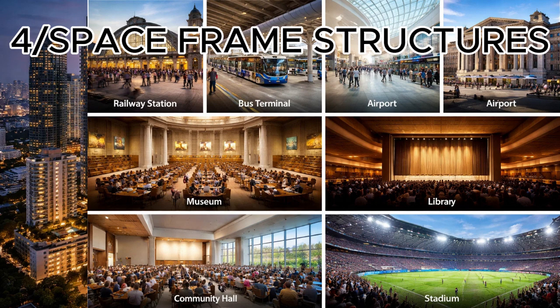That is why space frames are commonly used in airports, stadiums, exhibition centers, shopping malls, and sports complexes. Space frame structures are usually made of steel or aluminum and are often prefabricated, which allows fast and accurate construction. To summarize, space frame structures are lightweight, strong, and perfect for wide-span modern buildings.